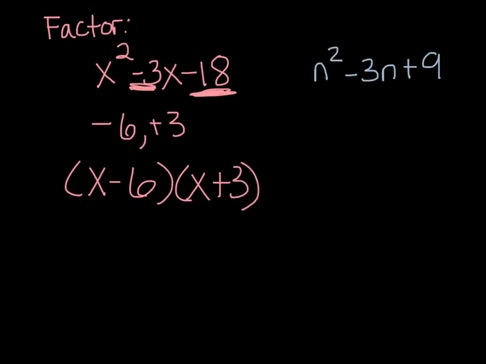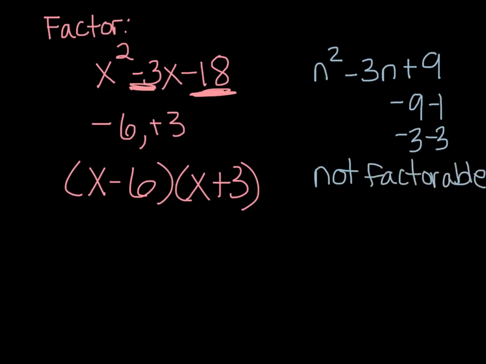Here's another one, n squared minus 3n plus 9. So we're going to say, what factors of 9 add to get negative 3? And I'm thinking, the factors of 9 are 9 and 1, and that makes 10. And negative 9 and negative 1 makes negative 10. And 3 and 3 makes 6, and negative 3 and negative 3 makes negative 6, and those are the only factors 9 has. So if there are no factors of C that will add together to get B, it is not factorable. Not factorable. And that was what you would write as your answer.